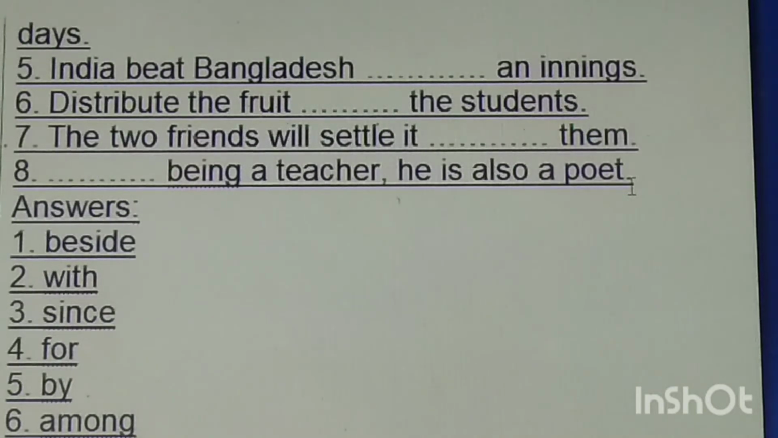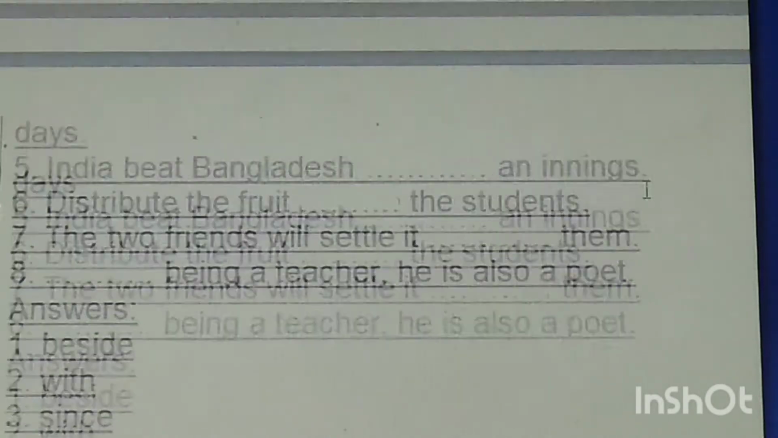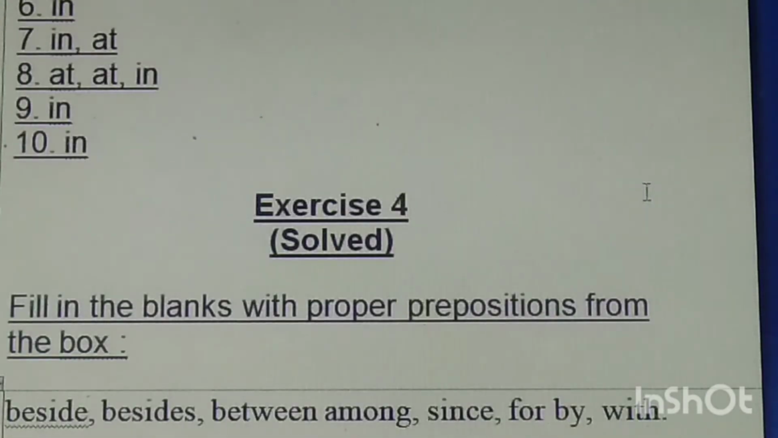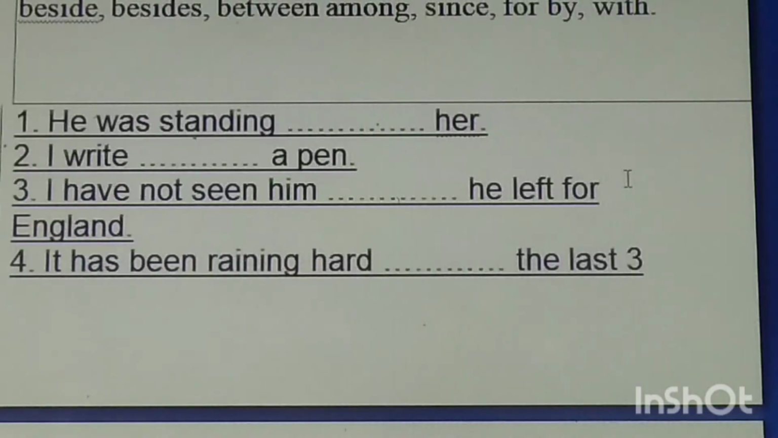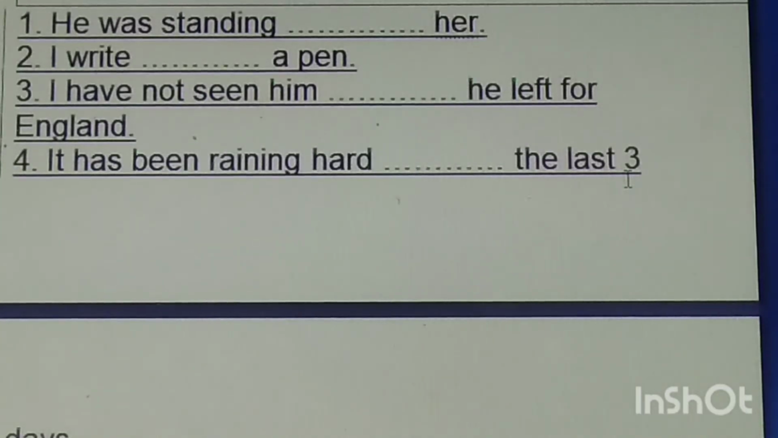Okay, now we move on to the fifth one. Children, India beat Bangladesh ___ an innings. Distribute the fruit ___ the students. The two friends will settle it ___ them. ___ being a teacher, he is also a poet. Once again, would you like to see the questions? Okay, here are the questions for you, children. You have to choose the right word for filling in the blank space there. Okay, so how many questions do you have, children?